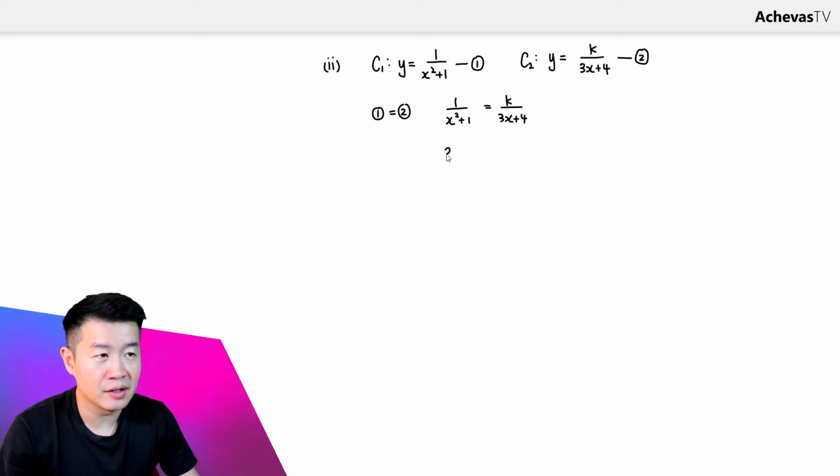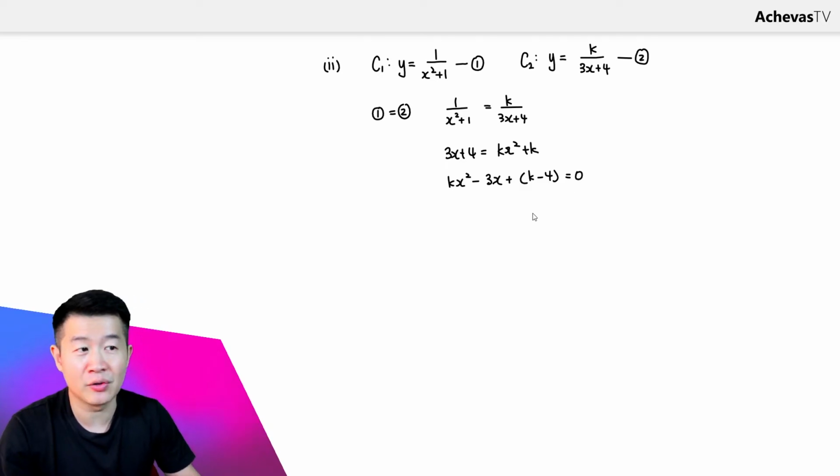Cross multiplying, 3x plus 4. This is equal to kx squared plus k. And bring everything over to the right hand side. This will be kx squared minus 3x plus k minus 4. This is the term that is independent of x.